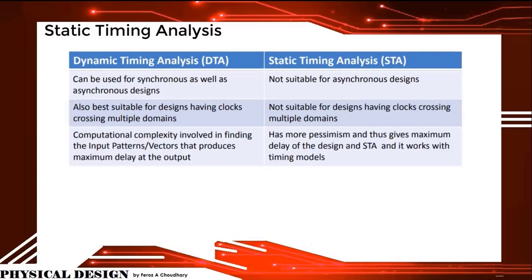Computational complexity is involved in finding the input pattern vectors that produce maximum delays at the output. STA has more pessimism and thus gives the maximum delay of the design, and it works with timing models. In DTA, there is no concept of slack or min-max analysis, whereas static analysis is done with respect to the clock. Dynamic supports timing loops, whereas STA can't handle timing loops.